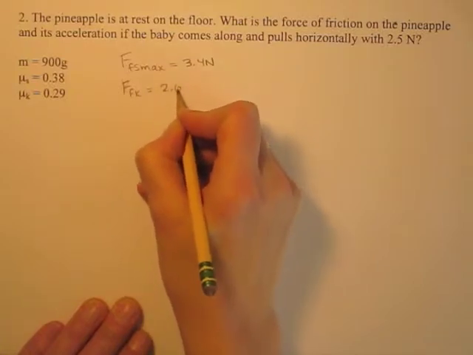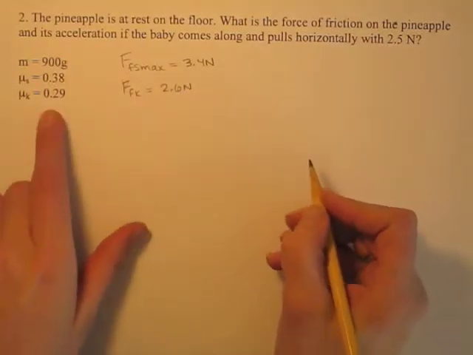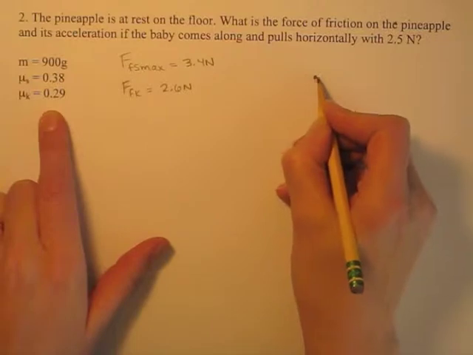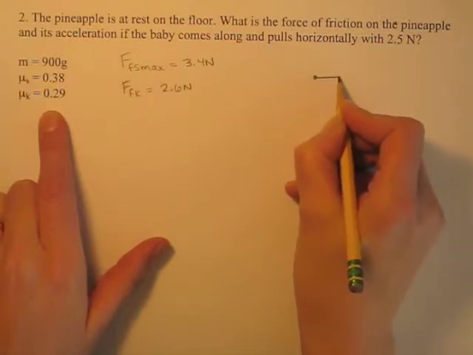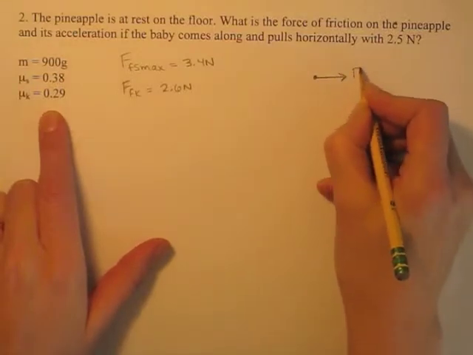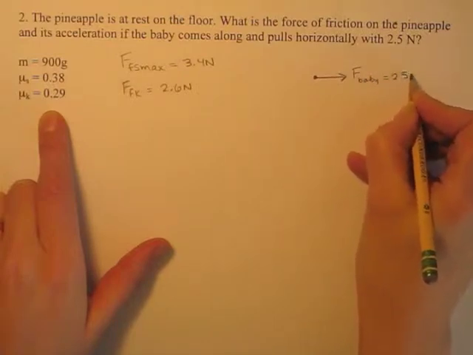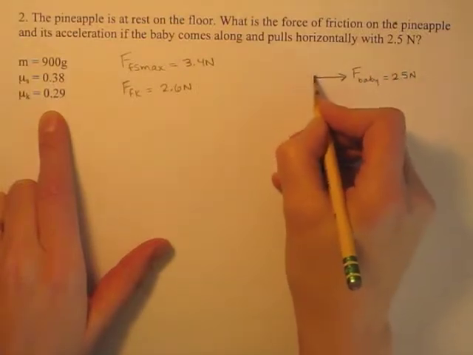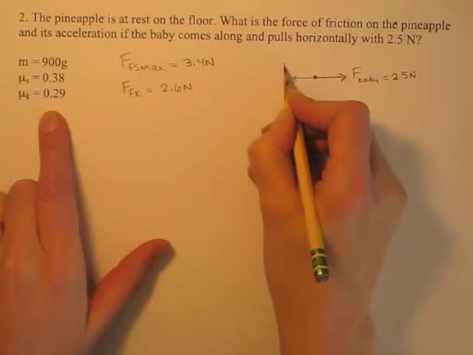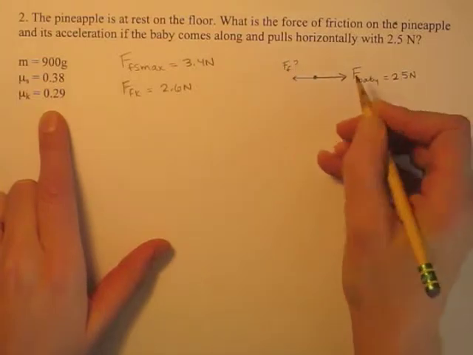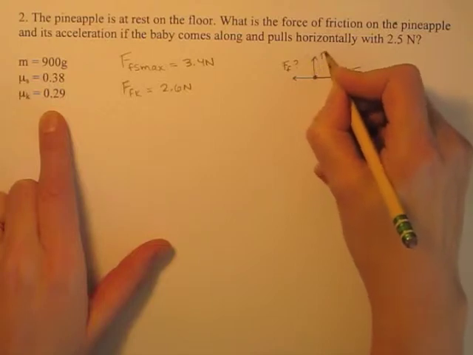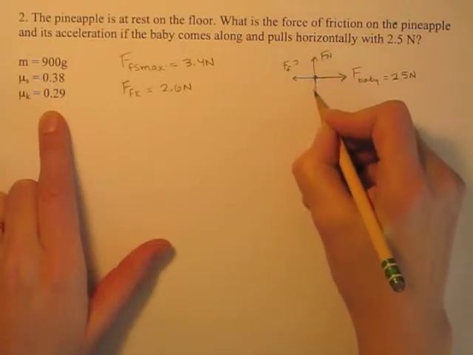was 2.6 newtons. So in this problem, if I draw a free body diagram of the pineapple, we have the baby pulling with 2.5 newtons. And we have some force of friction. And we have the normal force and the force of gravity.